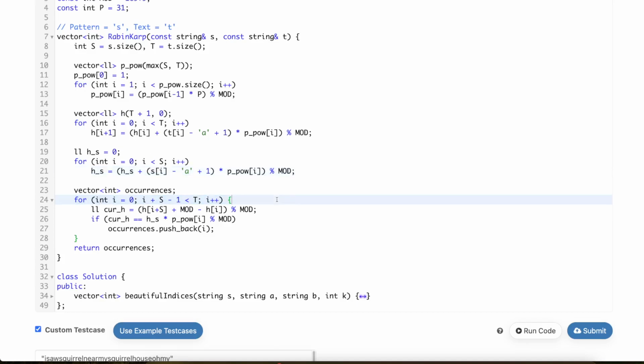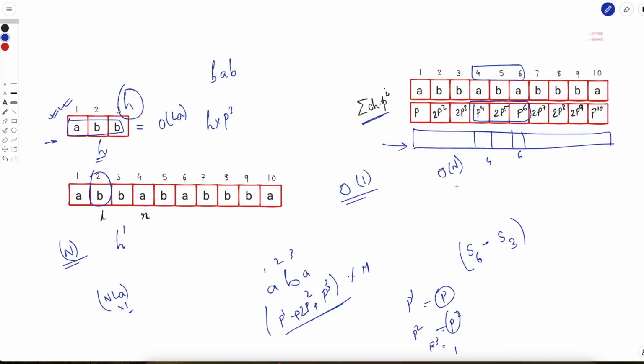So for every index we are figuring out the hash of the string starting at index I and ending at I plus s minus 1, right? The hash of this entire thing is current h. We have to check if current h is equal to hs multiplied by p power I modulus mod. Why the p power I multiplication? Because if you remember, this will be p power 1, p power 2, p power 3, but when you figure out the prefix sum, it will be something larger based on which index you are currently referring to.